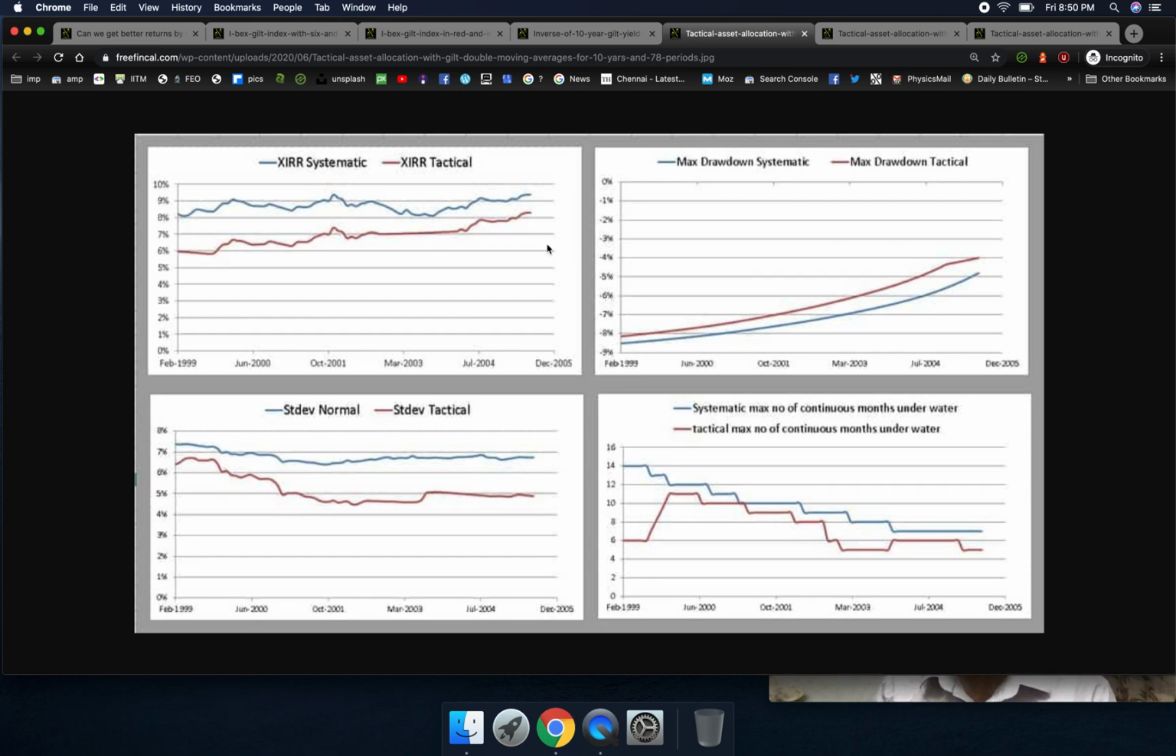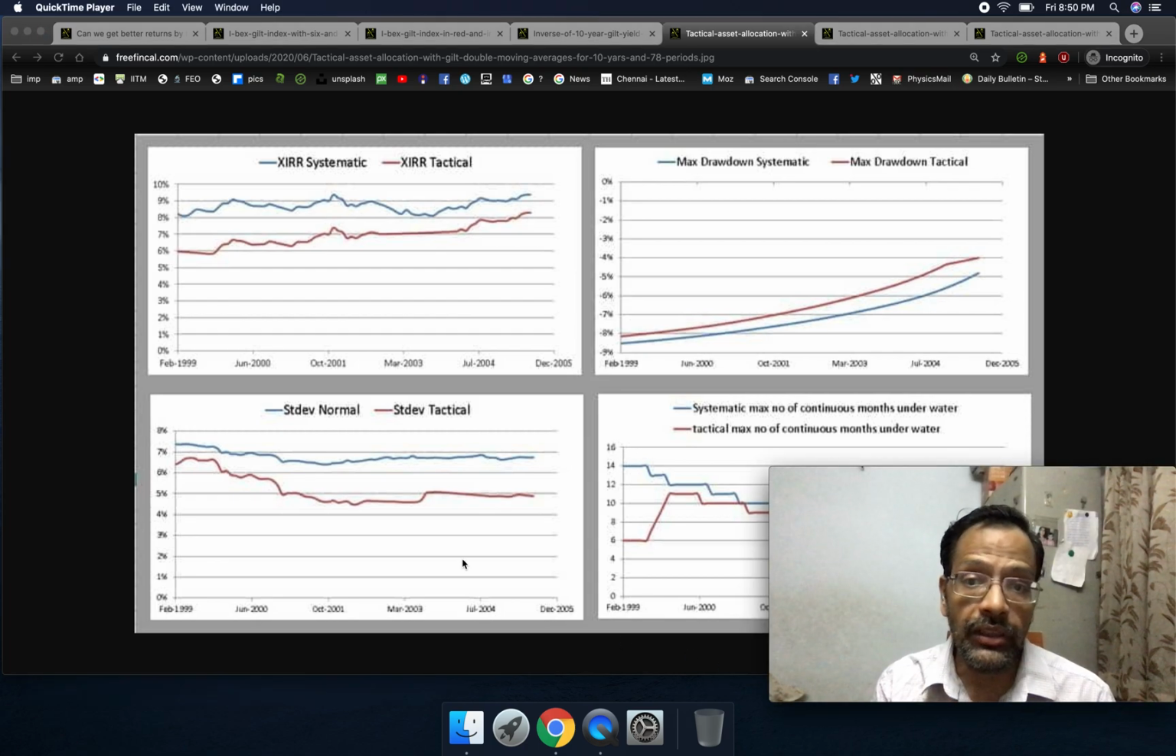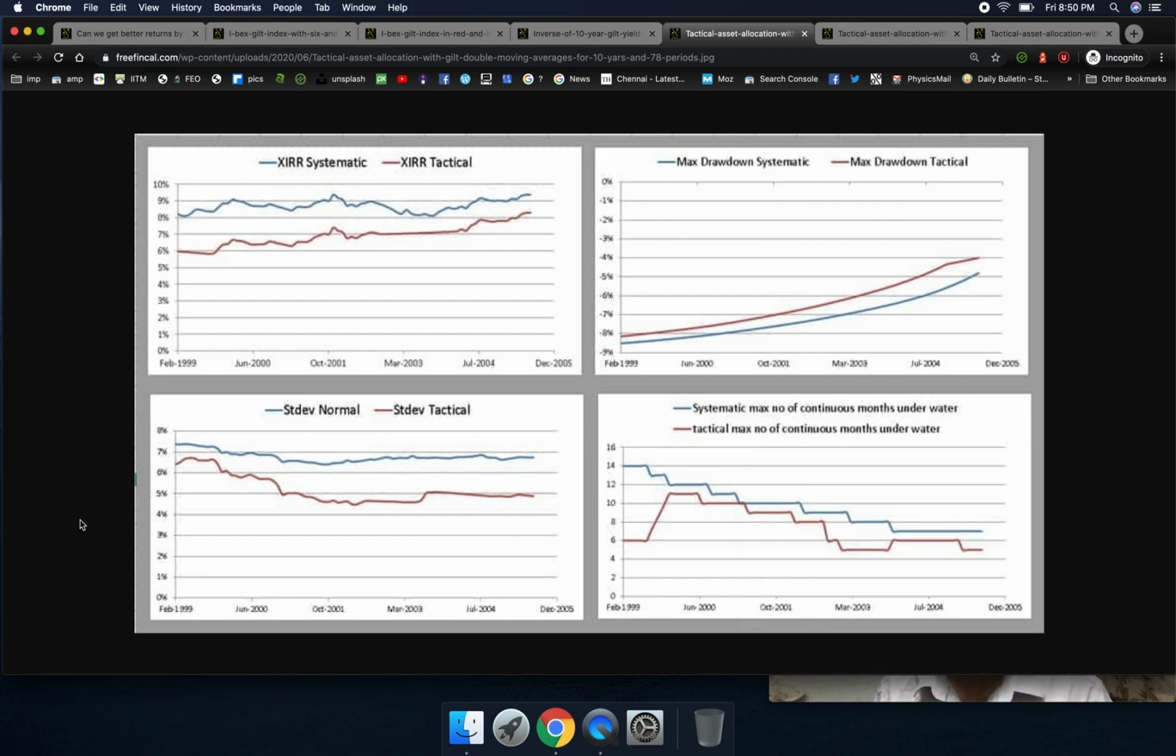So although the tactical approach has given a lower return all the time, the drawdown has been lower, so the risk has been lower. On the bottom left, you have the volatility or the standard deviation. Higher the number, higher the volatility or the price fluctuations every month, and the tactical has always got a lower volatility because you're moving into cash, and that's always to be expected.